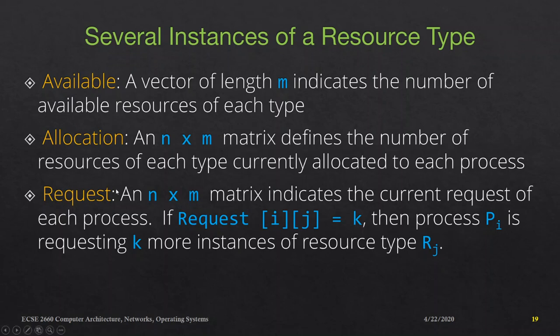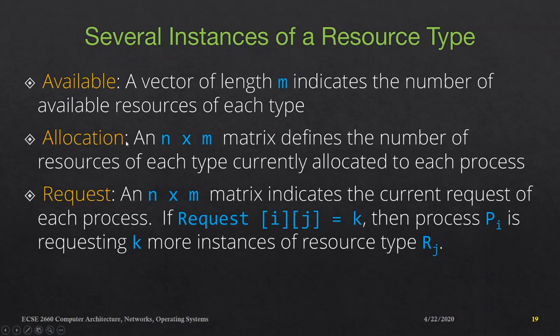The first one we have is the available vector. Available is a vector of length m, where m is the number of resource types. So it indicates the number of available resources of each type. When we take a look at some examples, you will see what that m is. Suppose you have three resource types, R1, R2, R3, then m would be 3, for example. What the vector contains is the number of instances of R1, R2, R3 that are available.